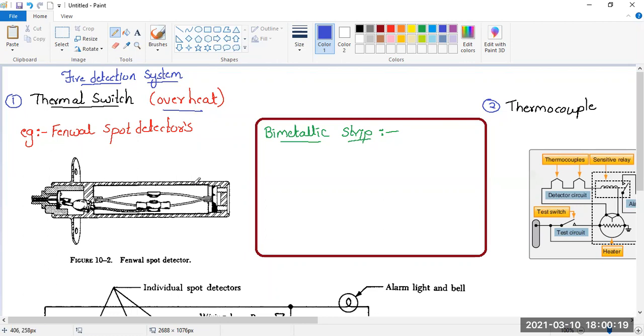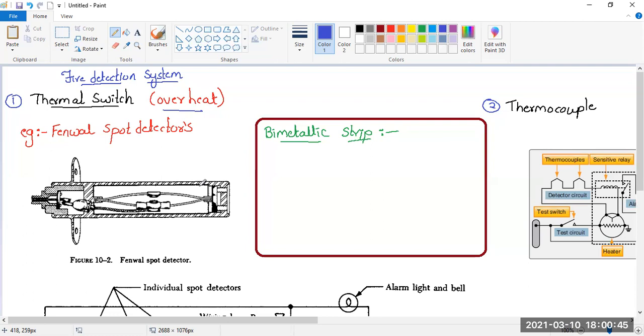Thermal switch, as the name itself implies. Switch means a button which can turn on and off. It is a button, you can turn on and off with it. Like when you want to turn a fan on and off, or a light on and off, you have a switch for that. Similarly, thermal switch is what? A switch which is operated by heat. Thermal stands for heat, switch stands for a button. So a button which is operated by heat is called a thermal switch.